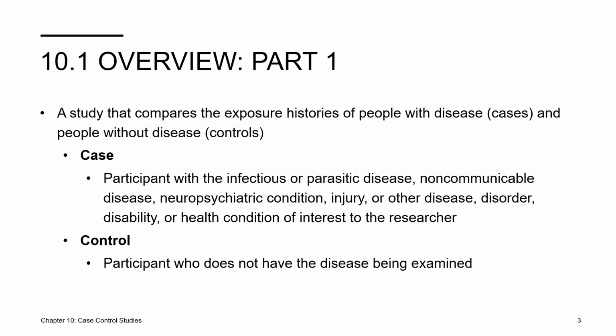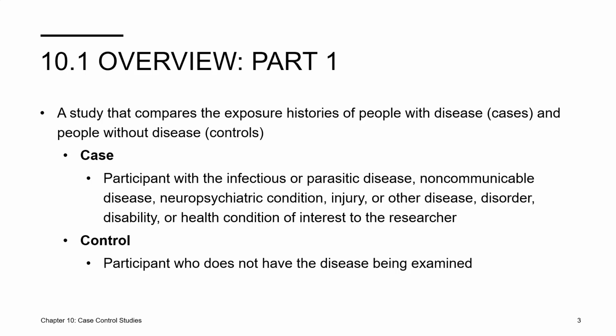Section 10.1 Overview. A study that compares the exposure histories of people with the disease and people without the disease is a case control study. So you start with knowing their disease status. A case is a participant with the disease of interest. This could be an infectious or a parasitic disease, non-communicable disease, injuries, or any other health condition of interest to the researcher. A control is a participant who does not have the disease being examined.